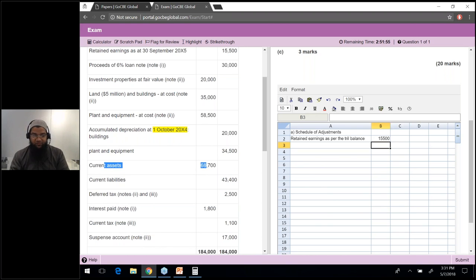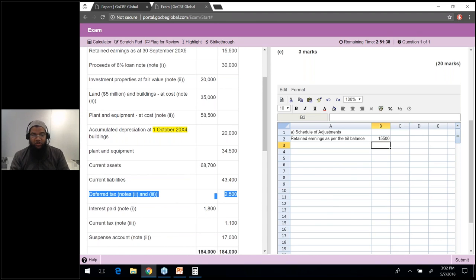Current assets are 68,700. Current liabilities are 43,400. Deferred tax is 2,500. The deferred tax value given to you in the trial balance will normally be the brought down balance. We will be calculating the carried down and then we'll be preparing a movement, a double entry.